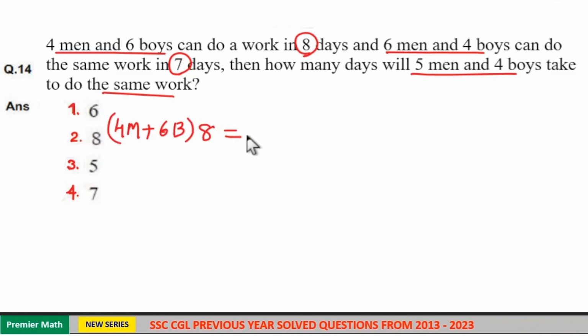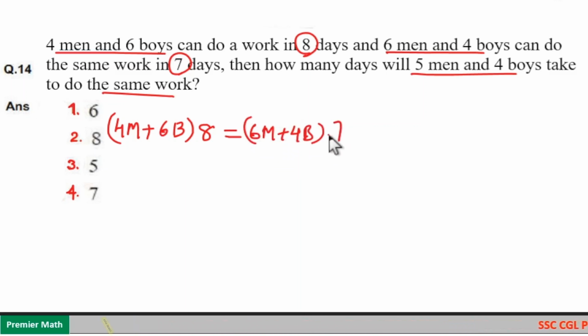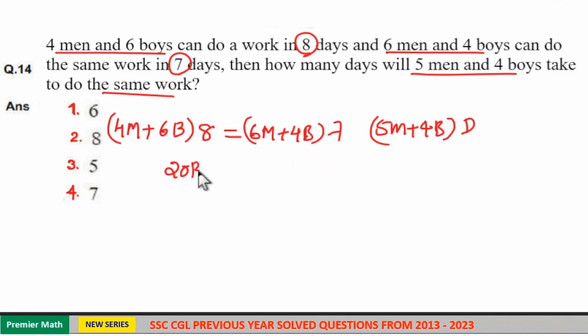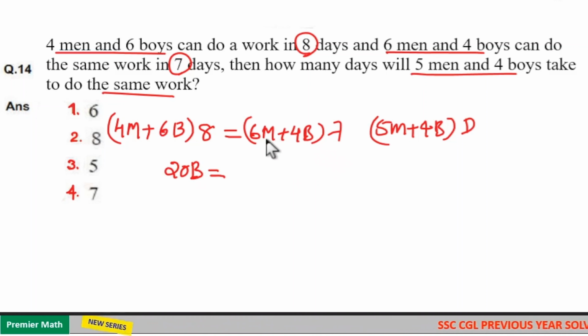Now the same work can be done by 6 men and 4 boys in 7 days. And in how many days will 5 men and 4 boys do the same work? Now equate the first 2 equations. Here 6 into 8, 48 boys, minus here 4 into 7, 28. So 48 minus 28 boys equal to 20 boys, which is equal to here 6 into 7 is 42 men.